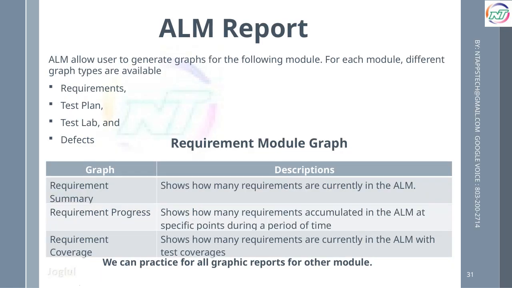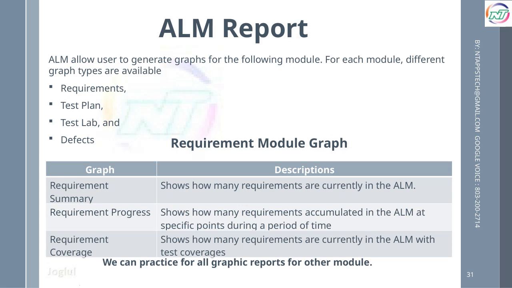This slide discusses the ALM report, which allows users to generate various graphs for different modules within the ALM system. For each module, you can choose from different types of graphs depending on the data you want to analyze. The key modules include requirements, test plans, test labs, and defects. Specifically for the requirements module, you can generate 3 types of reports.